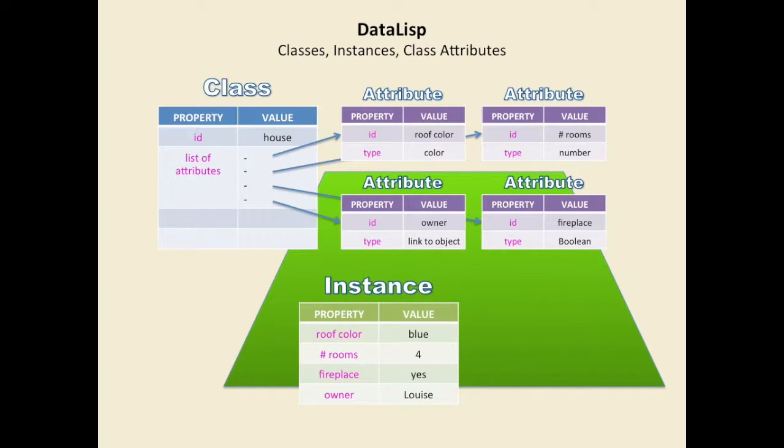We have a class that has a list of attributes, and each attribute defines a property that an instance of the class can have. And so, it is with this structure in mind that we can go into the details of the Mazao development tools.